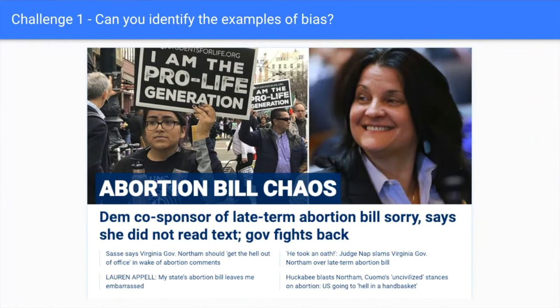Let's use this as an example. This screenshot can help us identify how bias shows up. Can you identify different places where bias might be appearing? Let's think about word choice. Chaos, slams, and blasts all have very strong feelings associated with them. They're strong language. The choice to include hell in a handbasket as the quote also is an example of possible bias through selection of that quote.